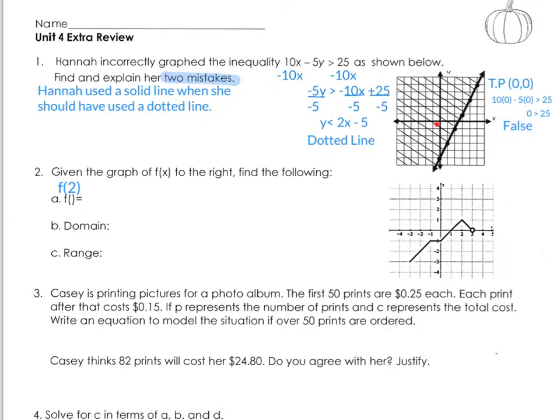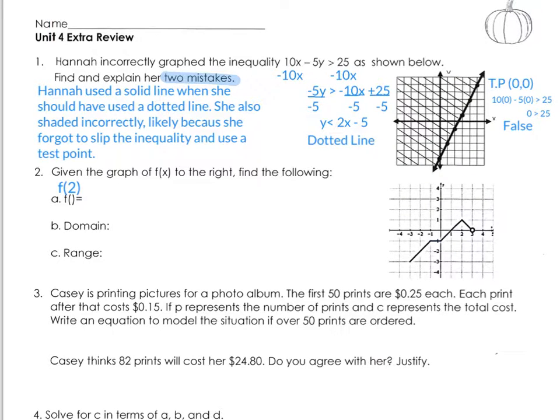But wait, this person did shade where 0, 0 is. So I'm going to say that she shaded the wrong way, and it's likely because she didn't realize that when you divide by a negative, you flip the inequality, or she didn't use the test point correctly, or something went wrong along those lines. So I know that she shaded incorrectly. So I said she also shaded incorrectly, likely because she forgot to flip the inequality and use a test point. Because if we use a test point, that should tell us that we shouldn't have shaded where that was. So if we had y is greater than, it's probably that we forgot to flip the inequality.